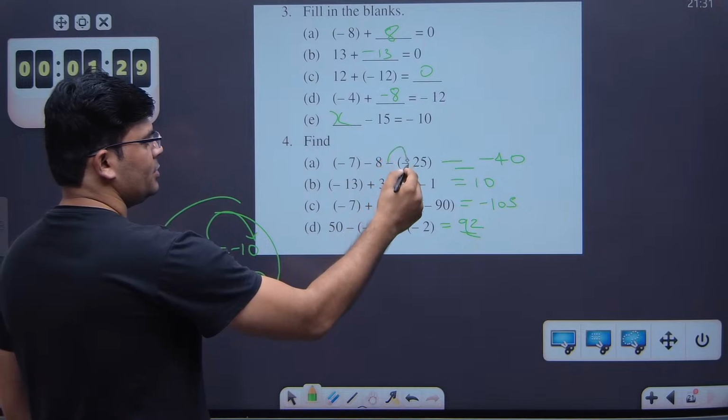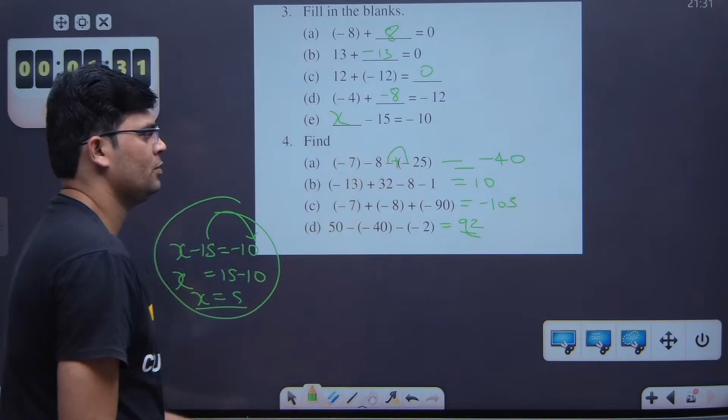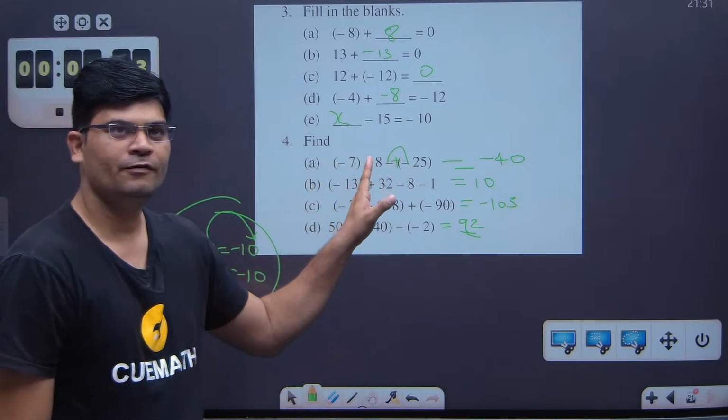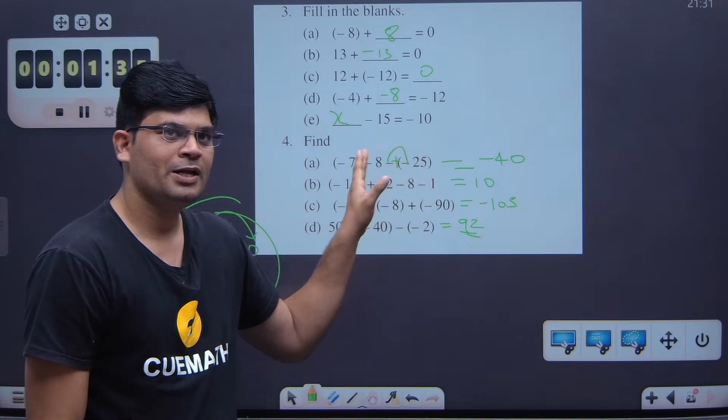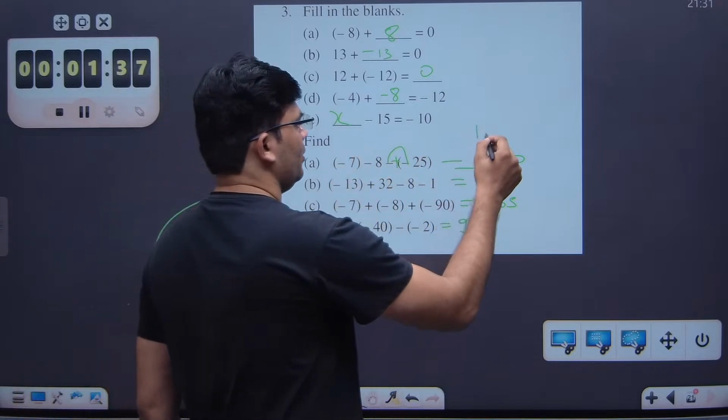So this one is incorrect, dear. See, minus of minus is going to be positive. So this is going to be negative 15. So 25 minus 15 is going to be 10. All right.